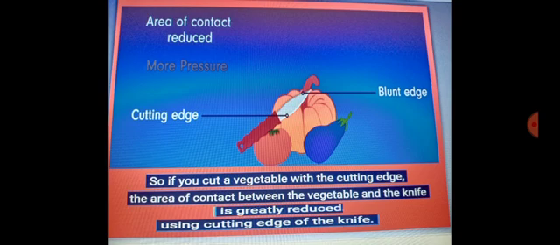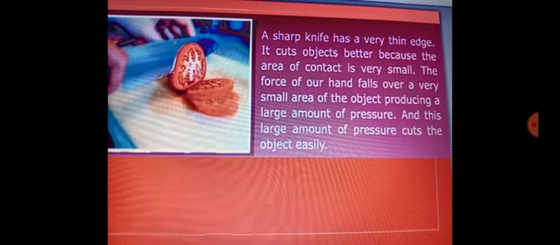Using the cutting edge of the knife, a sharp knife has a very thin edge. It cuts objects better because the area of contact is very small. The force of our hand falls over a very small area of the object, producing a large amount of pressure. And this large amount of pressure cuts the object easily.